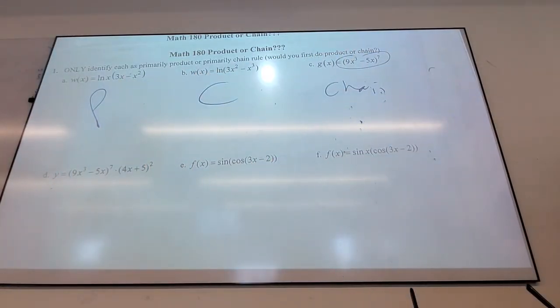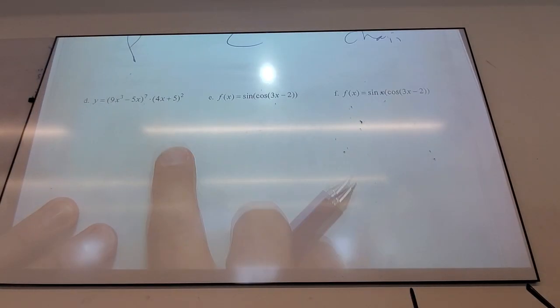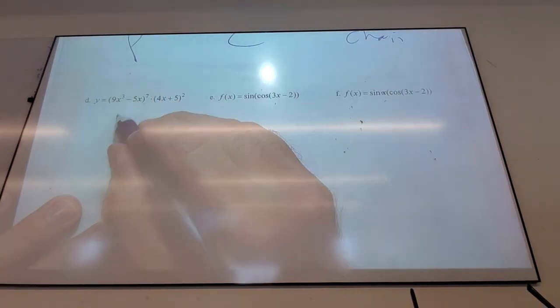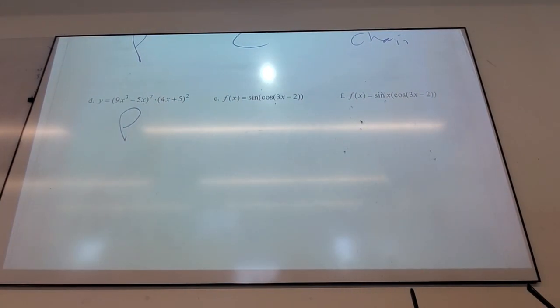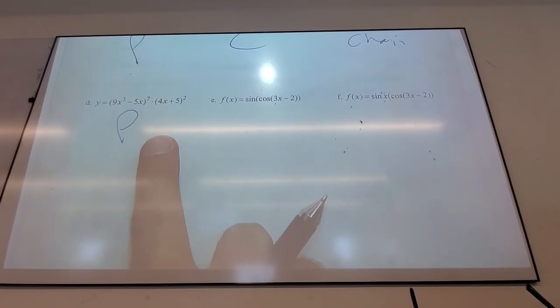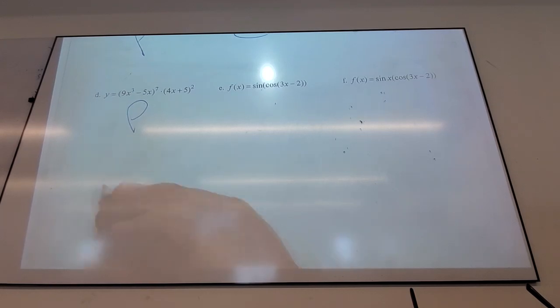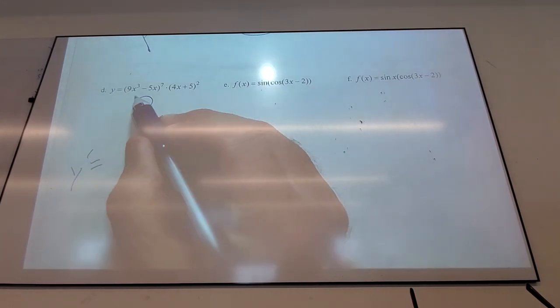Now, I know I said don't do a derivative. Product. What did you guys say for this one? Product. It is primarily product, because it's one function times another function. Now, if I did product rule, and I know I said you didn't have to, but I'm going to do it because I'm the teacher. I can do whatever I want to.